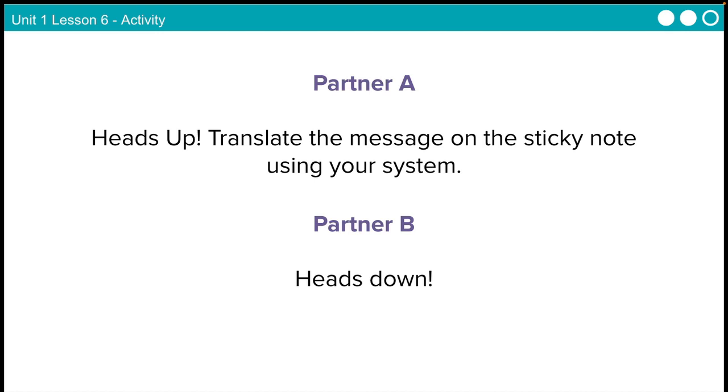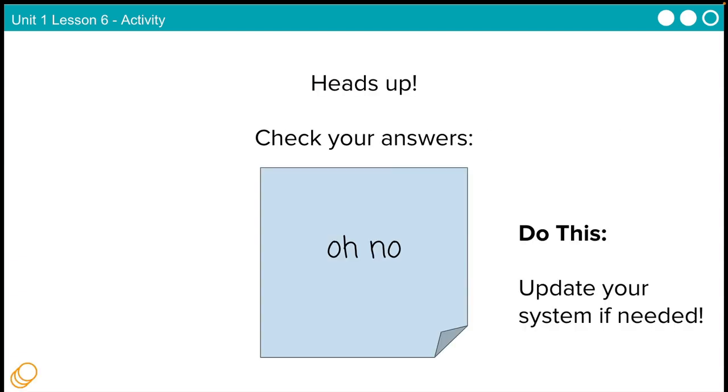Okay, so now partner A sees the numbers, translates the message. How well did you do? Is that what you got? Okay, here's a question. How did you represent the space? Because you shouldn't be able to represent a space with a space. You need to use a number for the space. Okay, so update your system if you need. How are you going to represent spaces? Is there anything else you want to add to your system? Okay, and we'll go to the next one.